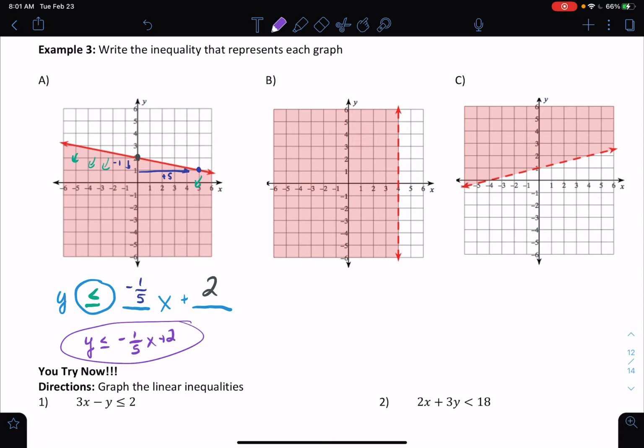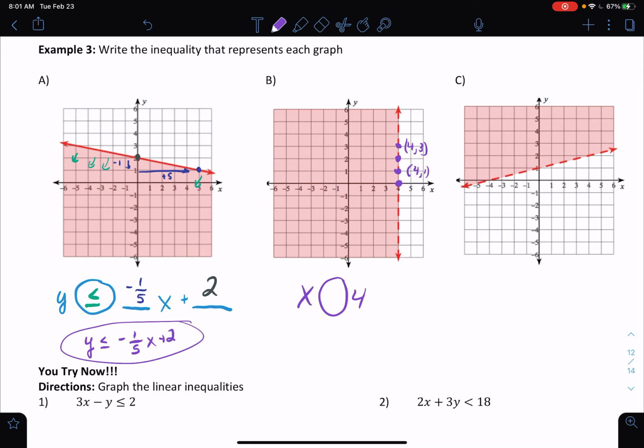Okay, what about B? Well, for B, we have a vertical line. All right, we've got a vertical line through 4, which means that everywhere on this graph, the x-coordinate is always going to be 4. So if this were an equation, it would be x equals 4. But we don't have an equation here. We have an inequality. So we have to figure out what symbol to put there.